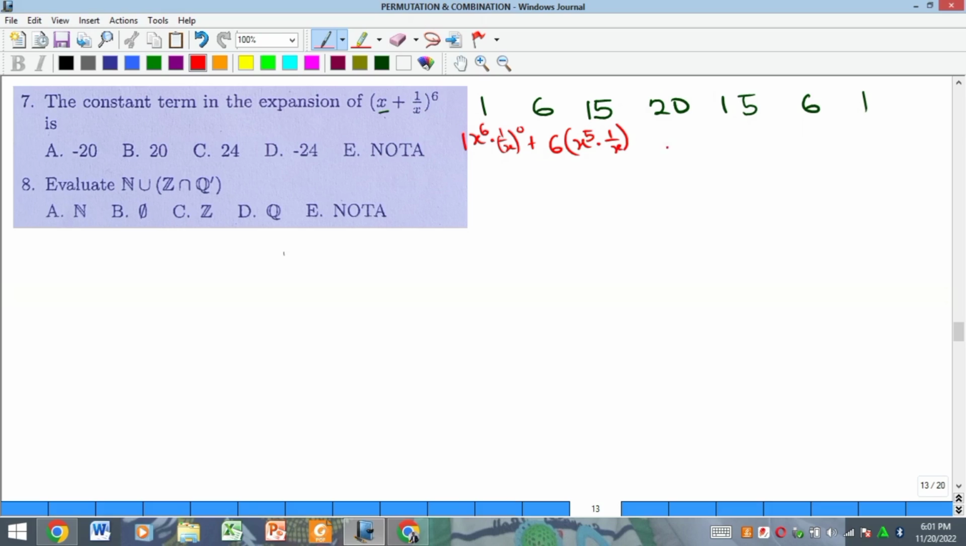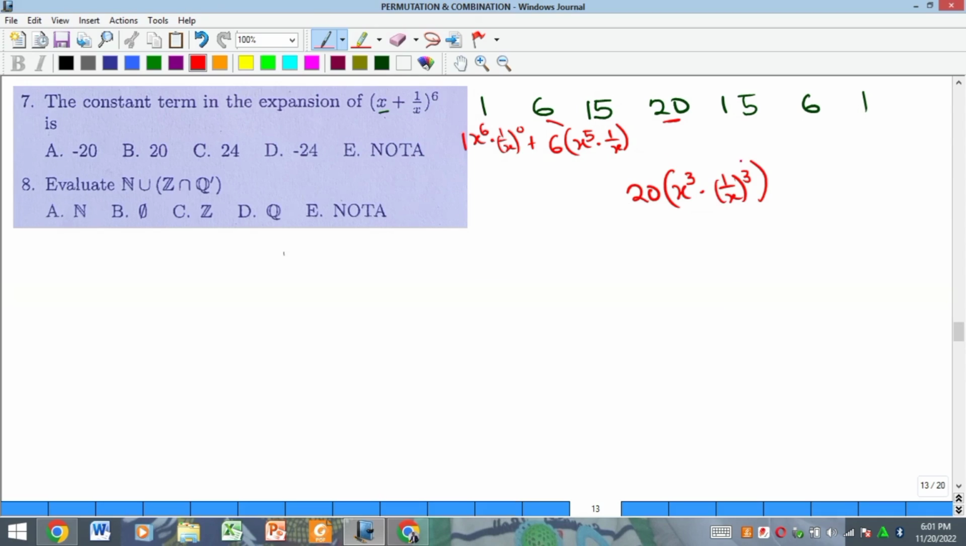So which of the sums that give us 6 is able to give us something that can cancel the x? Remember, the next one will be 4, 2. And so the next one is going to be 20 multiplied by x to the power 3, multiplied by 1 all over x to the power of 3 also. So the sum of the powers will give you 6.